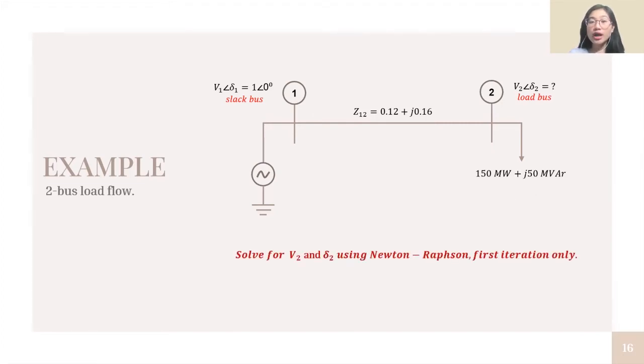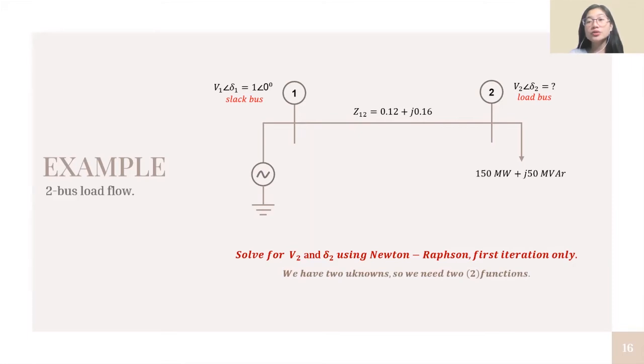Okay, so now we are to solve for our V2 and our delta 2 using the Newton-Raphson, and we are to solve for the first iteration only. For what reason? Because it is time consuming. We are just to give an example today of one iteration so that in our next discussion it will be easier for us to solve for more than one iteration, or at least solve for a more complicated bus load flow like 3, 4, or 5 buses. But basically, we are to dwell first with the introduction on how to solve the Newton-Raphson in the first iteration in the two bus load flow.